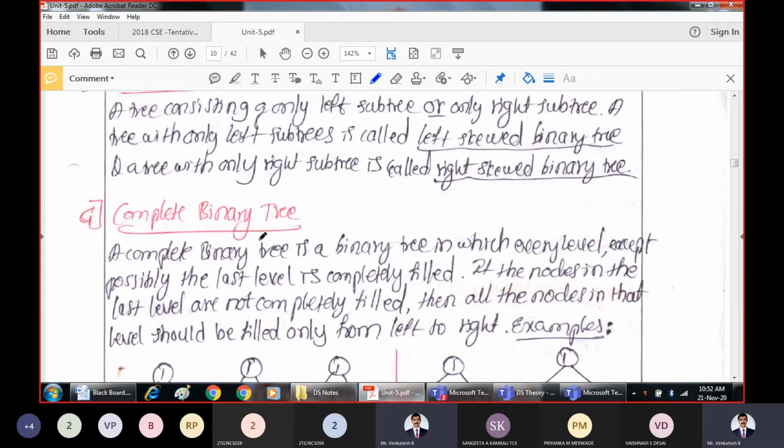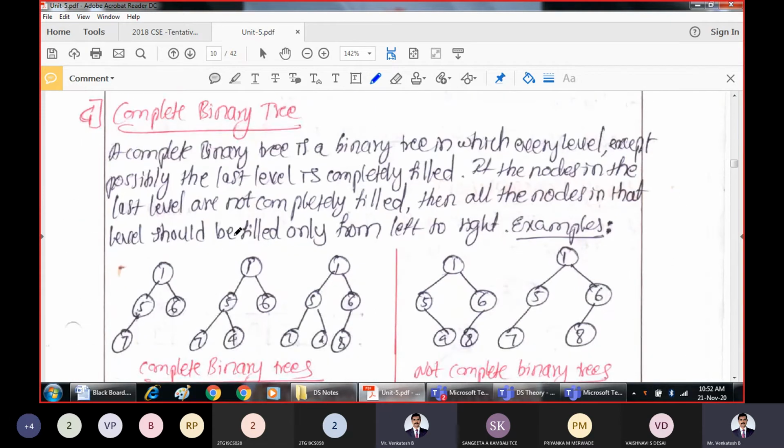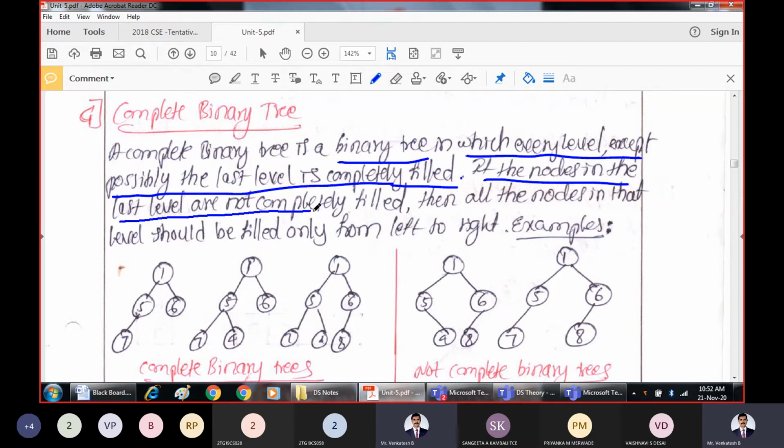What is a complete binary tree? A complete binary tree is a binary tree in which every level except possibly the last level is completely filled. I'll explain it once again. It is also a binary tree, but in which every level is completely filled, except the last level. The last level may not be filled. That means all the children may not be present in the last level. If the nodes in the last level are not completely filled, there is one condition.